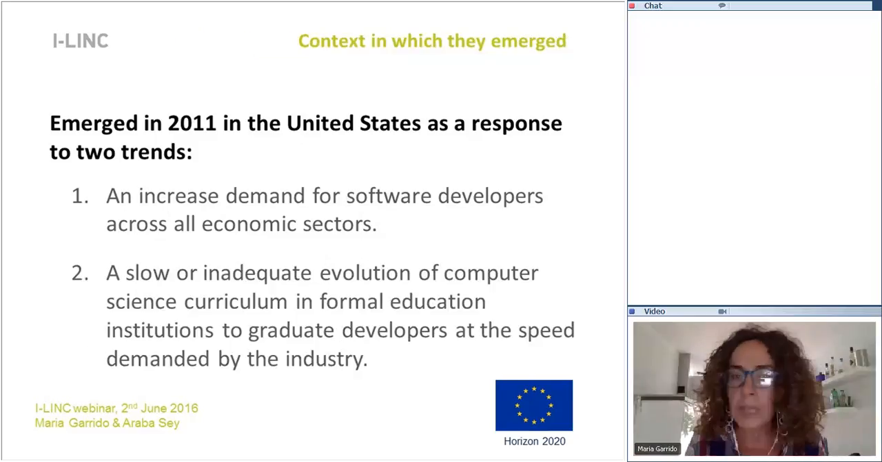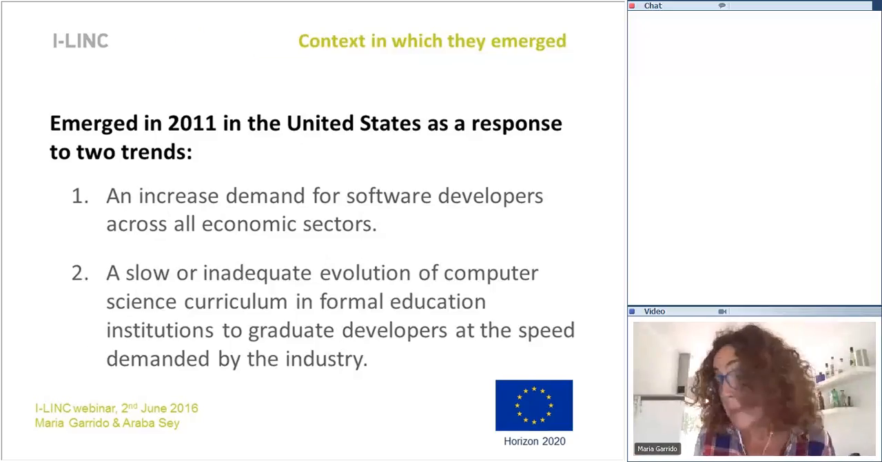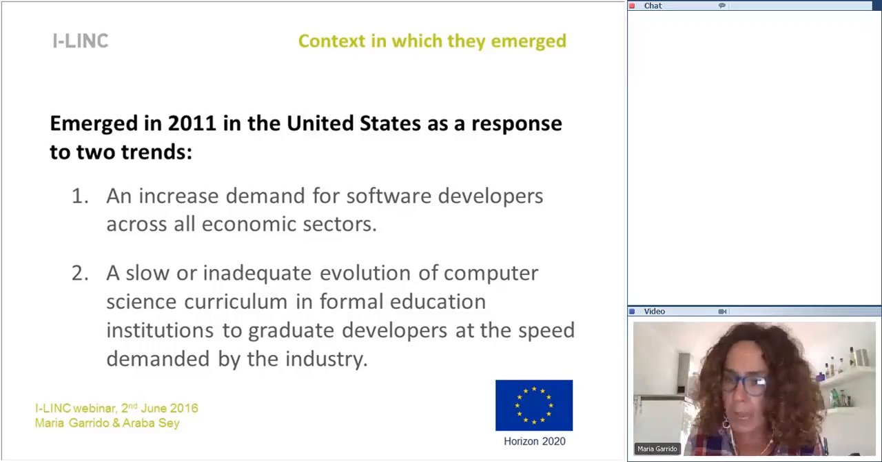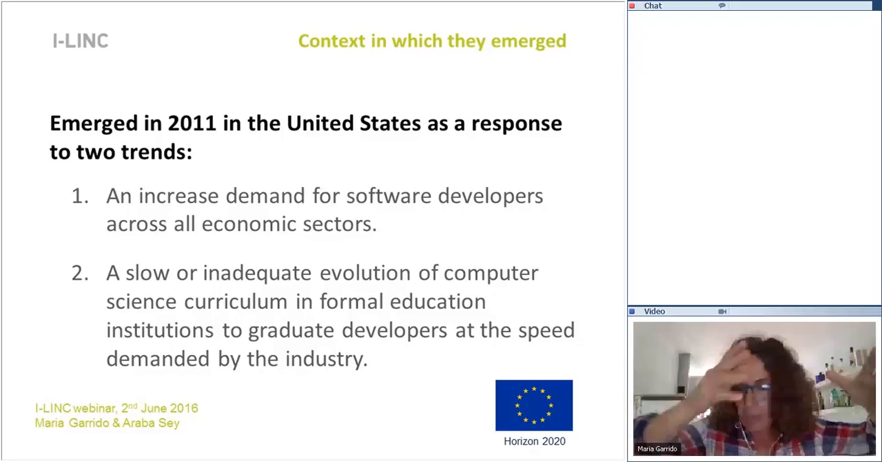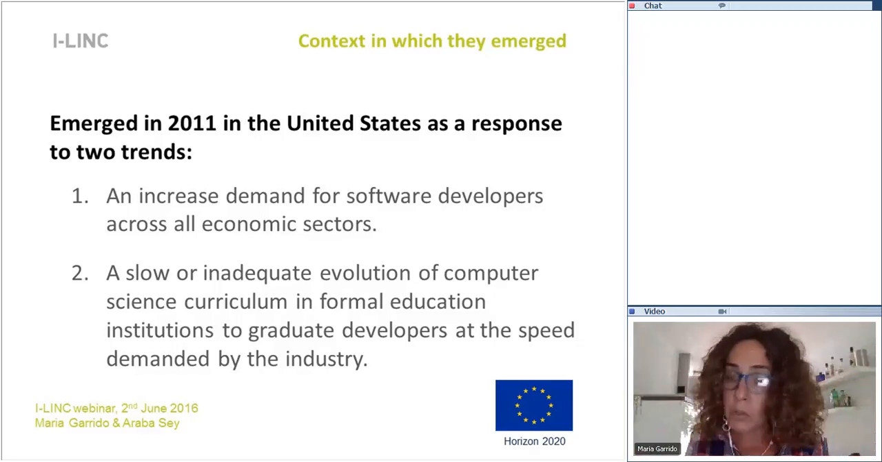Just a little bit of context in case you don't know much about coding bootcamps. I didn't before joining this research. I had heard of them before, but not to this extent. The coding bootcamp in this form started in the US in 2011 as a response to two trends. One, an increased demand for software developers across all economic sectors, so not only IT, but health, government, etc. And the second trend, a somewhat slow evolution of the computer science curriculum, where perhaps the time it takes to prepare a computer scientist with a formal degree does not respond to the needs of the market, where developers are needed today. So those are the two trends that feed this innovative form of training.